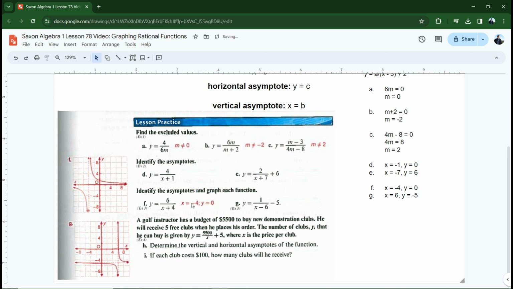All right, just checking to make sure we got these right. -4 and 0, 6 and -5. I suppose I should do these ones too. -1, 0, -7, 6.